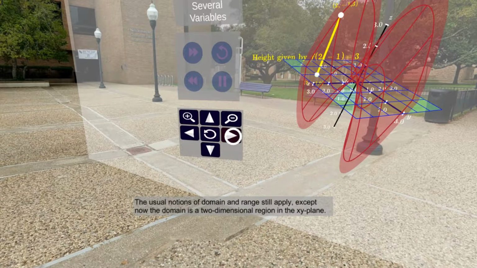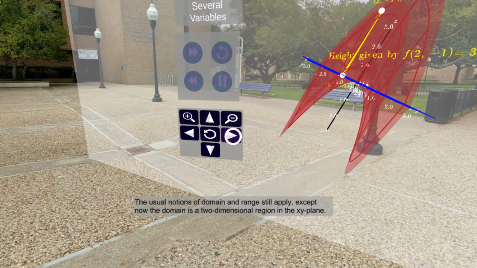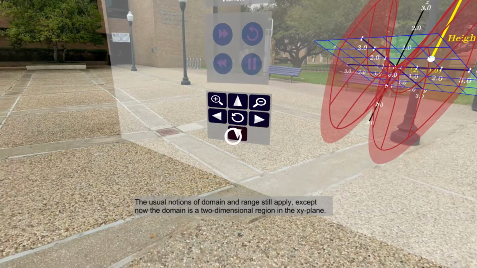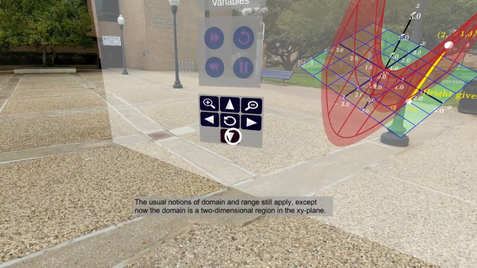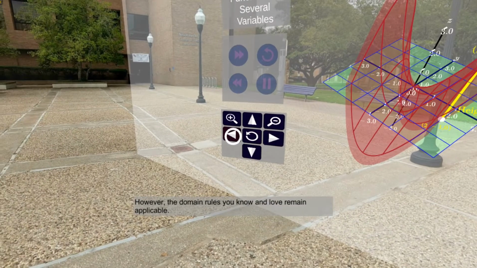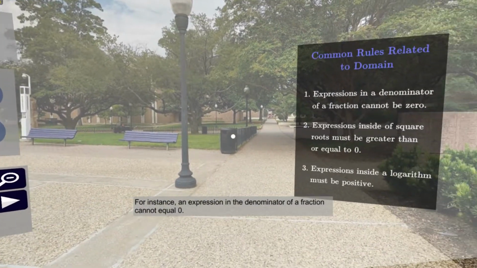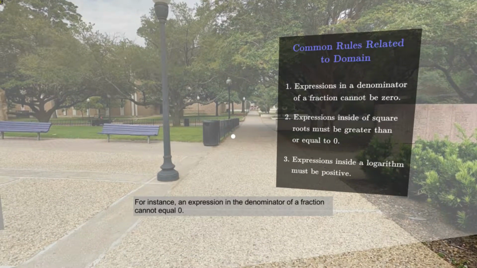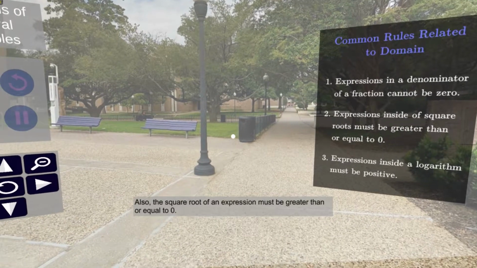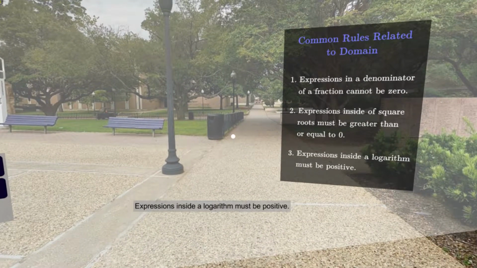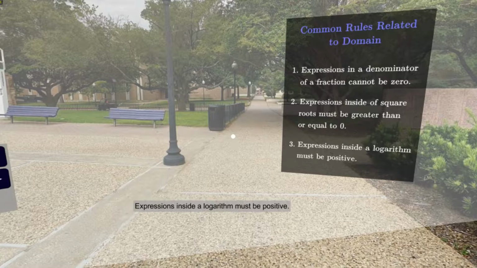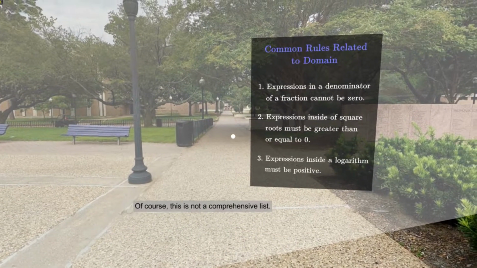The usual notions of domain and range still apply, except now the domain is a two-dimensional region in the xy plane. However, the domain rules you know and love remain applicable. For instance, an expression in the denominator of a fraction cannot equal 0. Also, the square root of an expression must be greater than or equal to 0. Expressions inside a logarithm must be positive. Of course, this is not a comprehensive list.